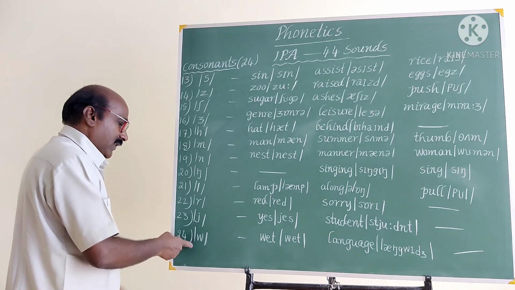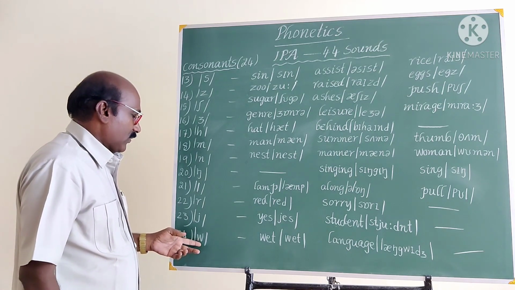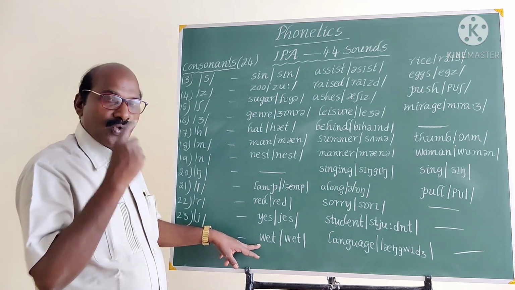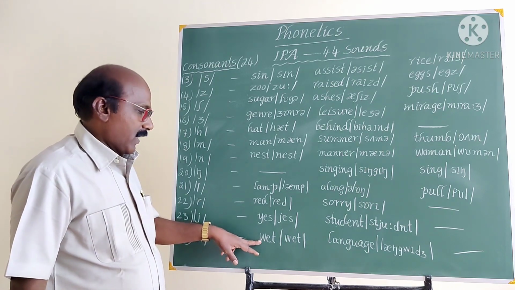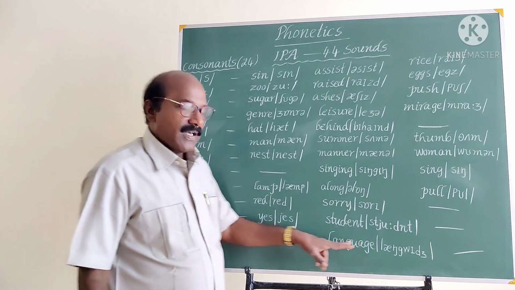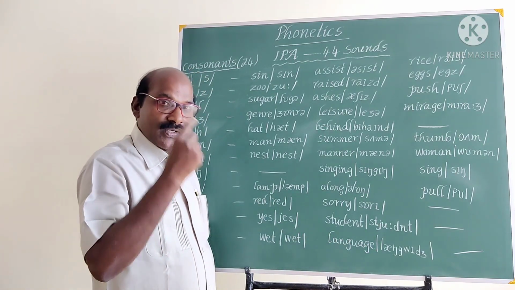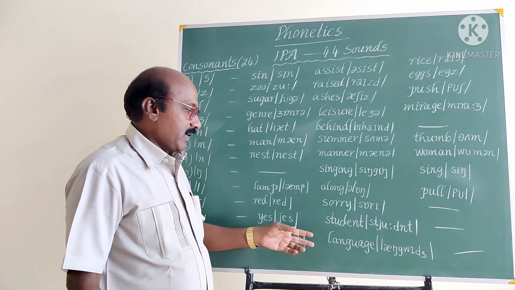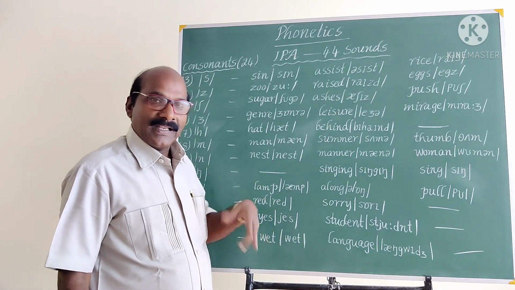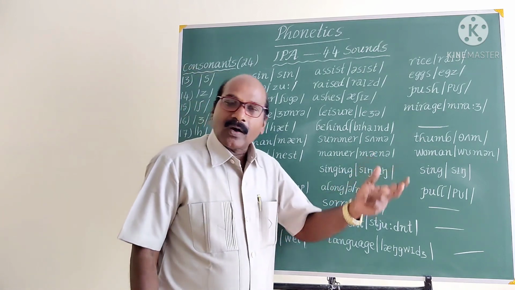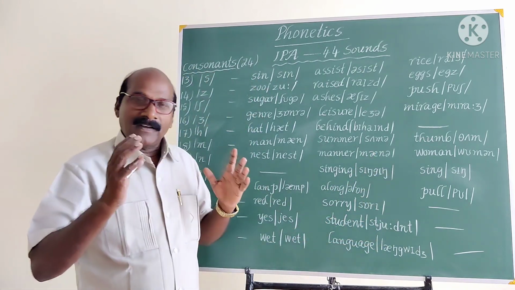And in case of the sound of the letter W, this is w, as in wet. Two lips are involved here. Wet, language, which, bilabial. By using the two lips, we get the sound of W. So these are all the sounds that are related to phonetics.